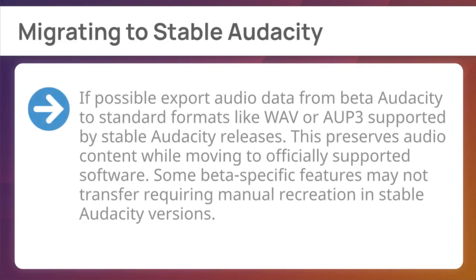Next, migrating to stable Audacity. If possible, export audio data from beta Audacity to standard formats like WAV or AUP3 supported by stable Audacity releases. This preserves audio content while moving to officially supported software. Some beta-specific features may not transfer, requiring manual recreation in stable Audacity versions.